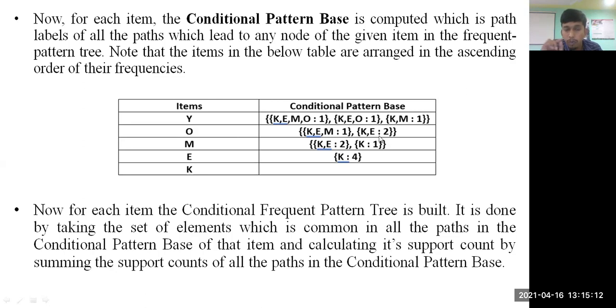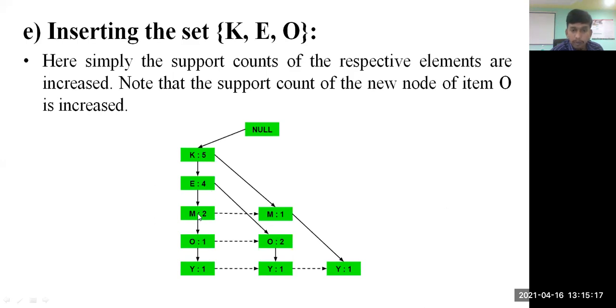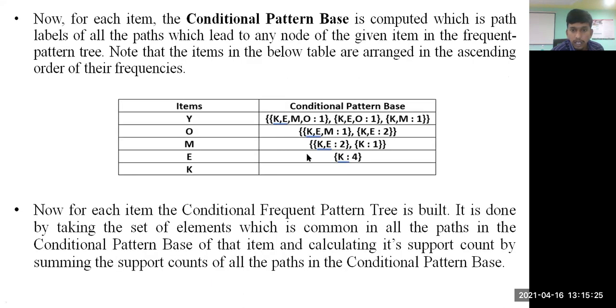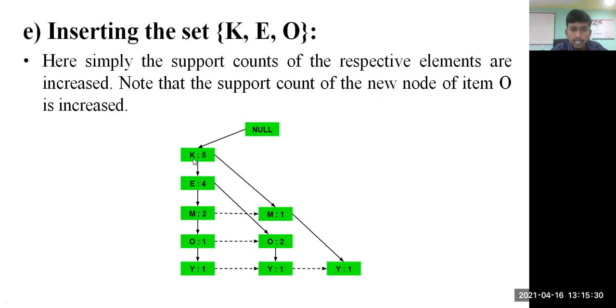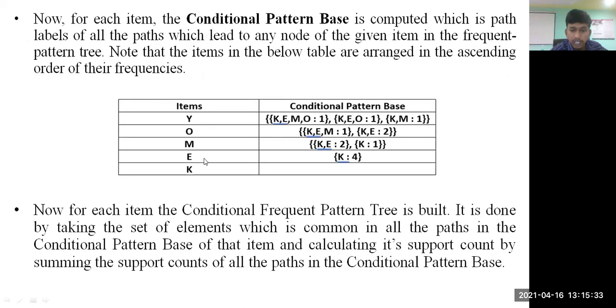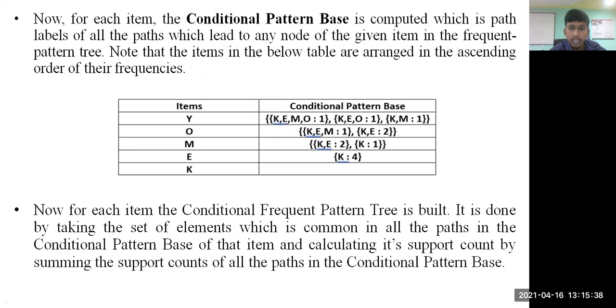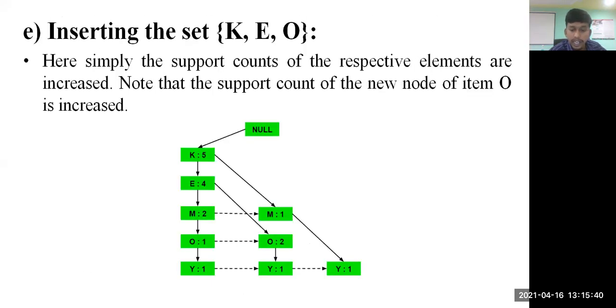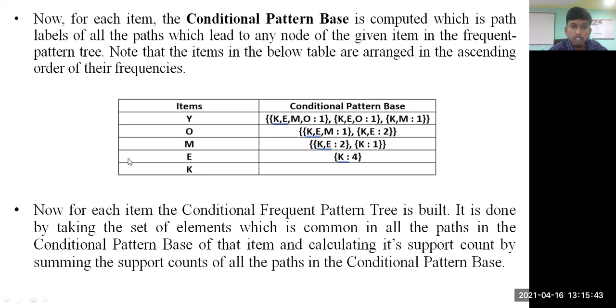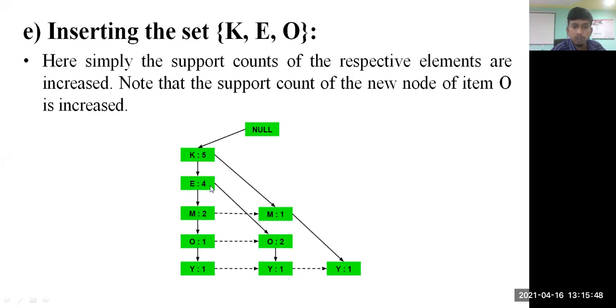I hope everybody understands how I am taking these values. Next, if I look into M, for M I again have two branches. That is KE equal to 2 and K equal to 1, and the same is repeated here. And next, for E, I don't have sub branches. Only one sub branch is available, that is K equal to 1. And you can see the K value is taken as 4 here. Why? Because the value of E for this branch is equal to 4. So that's the reason K equal to 4 is taken.